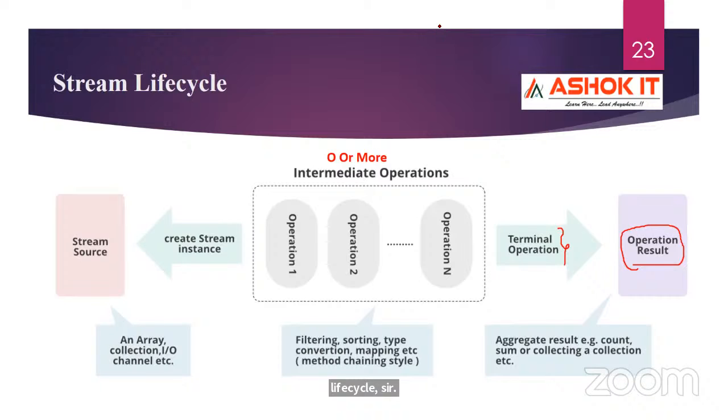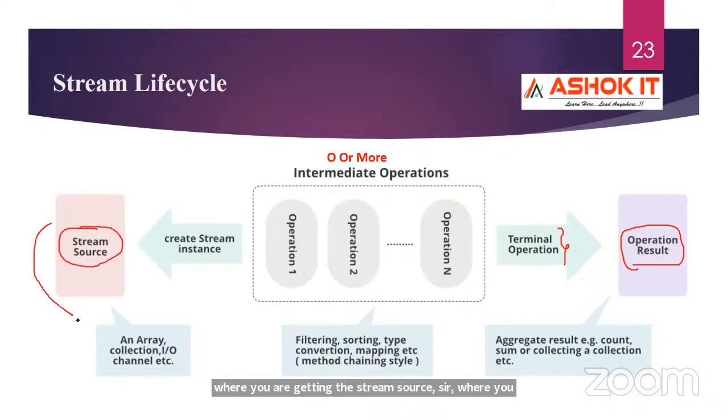Okay, fine. This is all about the stream life cycle. In the stream life cycle, you need to understand that you get the stream source, which is nothing but arrays and collections. After getting the stream source, you can apply as many intermediate operations as you require, and these will be executed only when the terminal operation is executed. Finally, once that operation is executed, the result will be displayed on the screen.